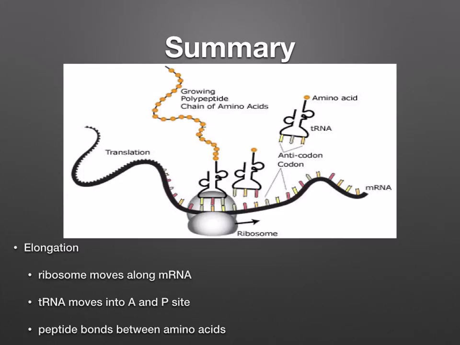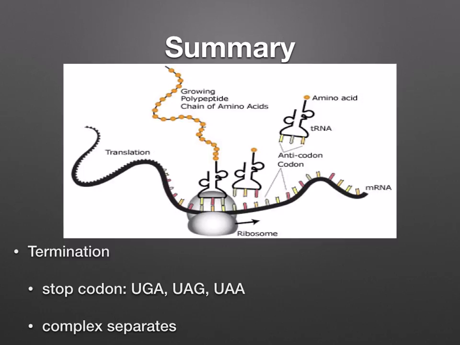Then elongation is when the ribosome moves along the messenger RNA, and the tRNA moves into the A and P sites. Peptide bonds form between the amino acids, and then the tRNA is released. And then finally, you've got termination. So the process continues until the ribosome reaches a stop codon, and these are UGA, UAG, or UAA. And these don't attract to tRNA. So it's at this point that the ribosome, the messenger RNA, and the last tRNA all separate, and the polypeptide is complete. And that concludes our lesson.